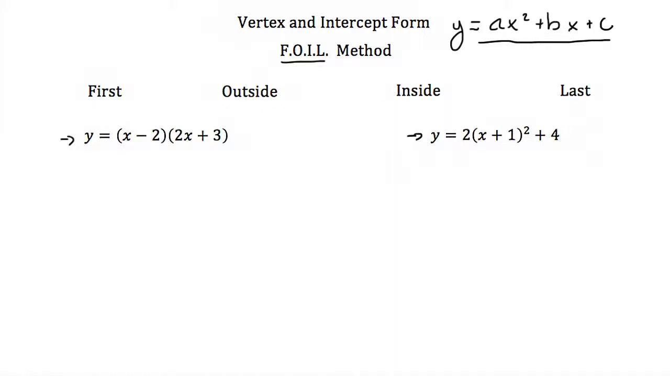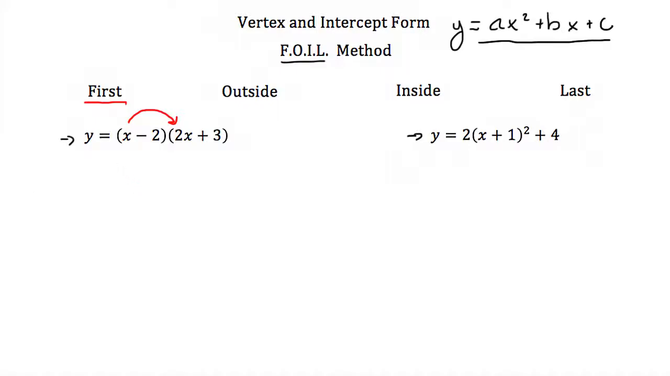So to use the FOIL method, let's look at our first equation. Here we have y is equal to (x minus 2) times (2x plus 3). To do the FOIL method, we first multiply the first terms in each parentheses. So if we multiply the first terms in each parentheses, we're multiplying an x times 2x.